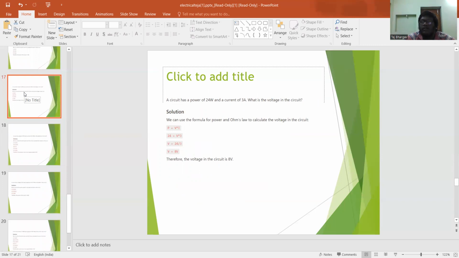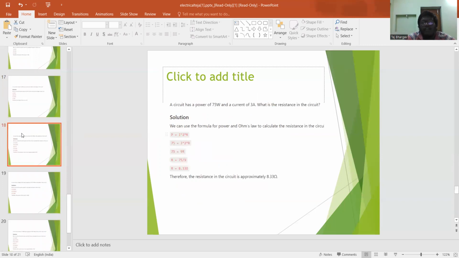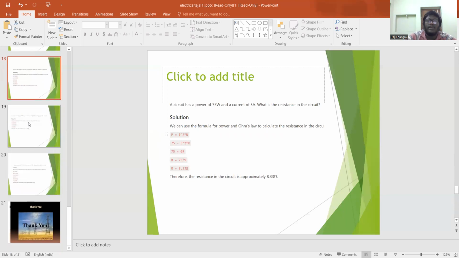The basic formula for power is P is equal to VI. And here we use P is equal to I square R, because P is equal to VI, and we know that V is equal to IR. So in place of V, you put IR. IR into I is I square, so P is equal to I square R. Hence we found that particular value.